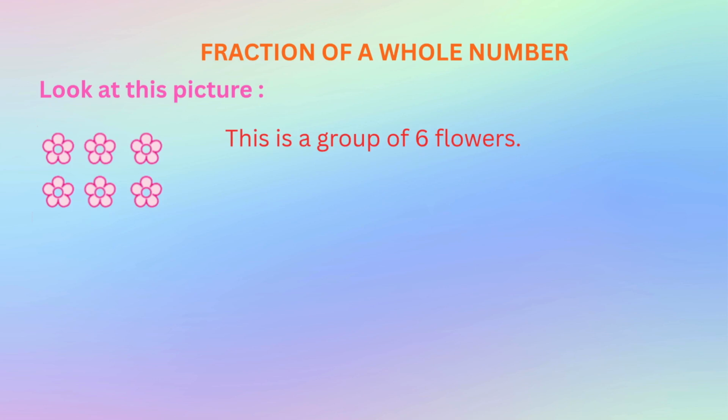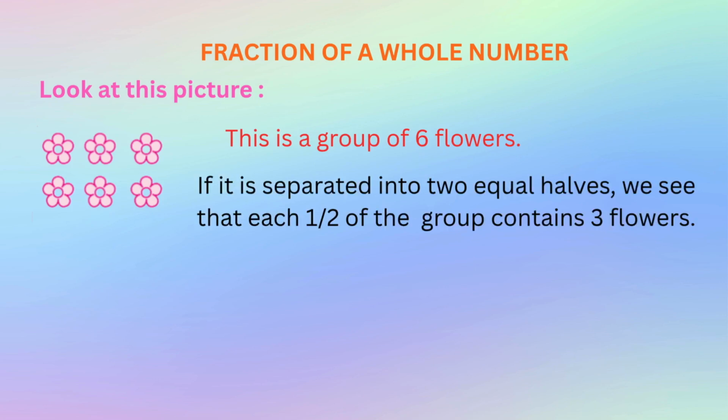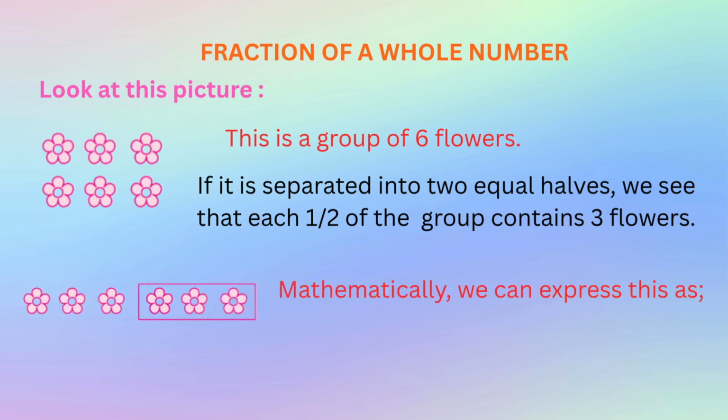Fraction of a whole number. Look at this picture. This is a group of 6 flowers. If it is separated into 2 equal halves, we see that each half of the group contains 3 flowers. Mathematically, we can express this as 1/2 of 6 equals 1 divided by 2 times 6 equals 3.